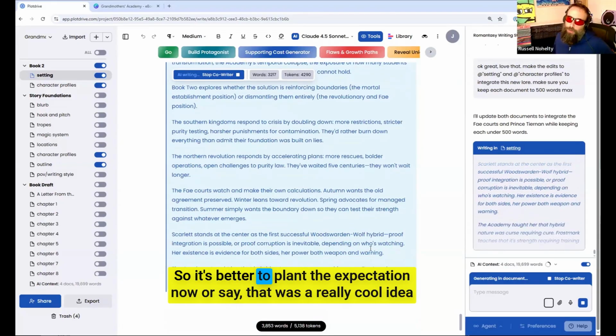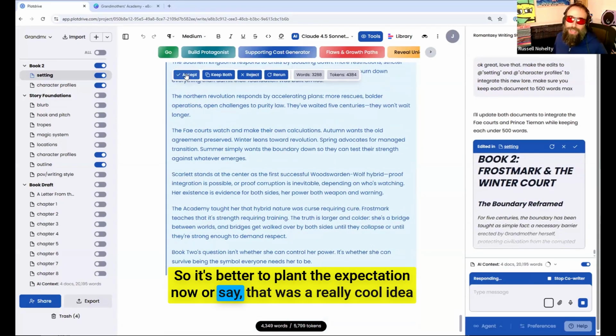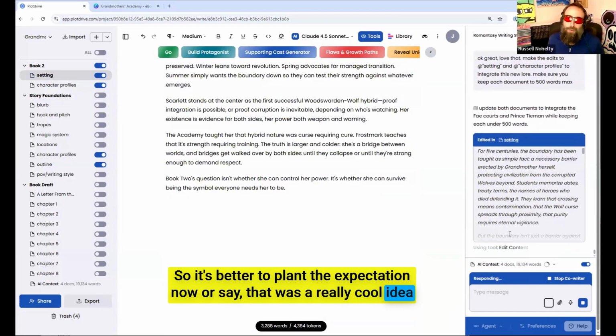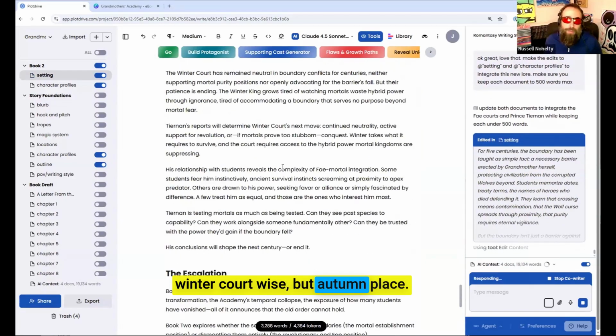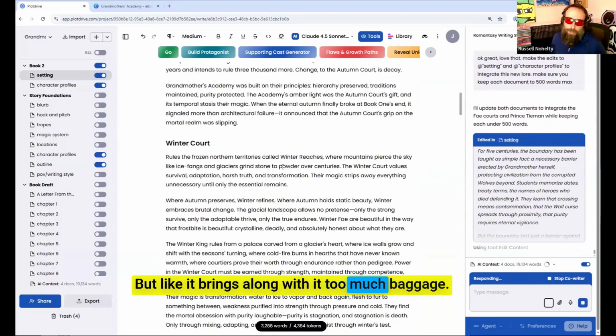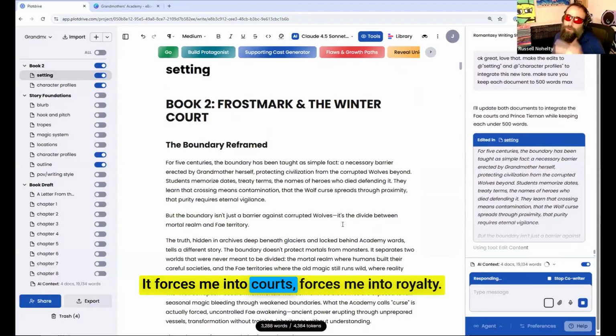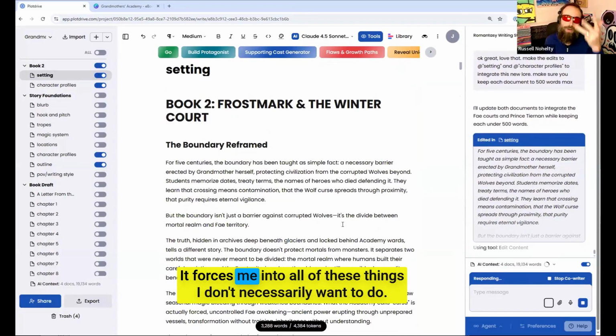So it's better to plant the expectation now, or say that was a really cool idea winter court wise, but autumn place, it brings along with it too much baggage. It forces me into Fey realms, it forces me into courts, forces me into royalty, it forces me into all of these things I don't necessarily want to do.